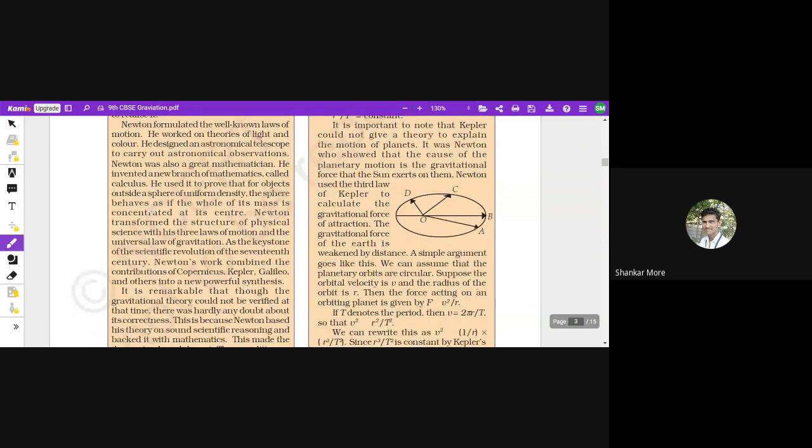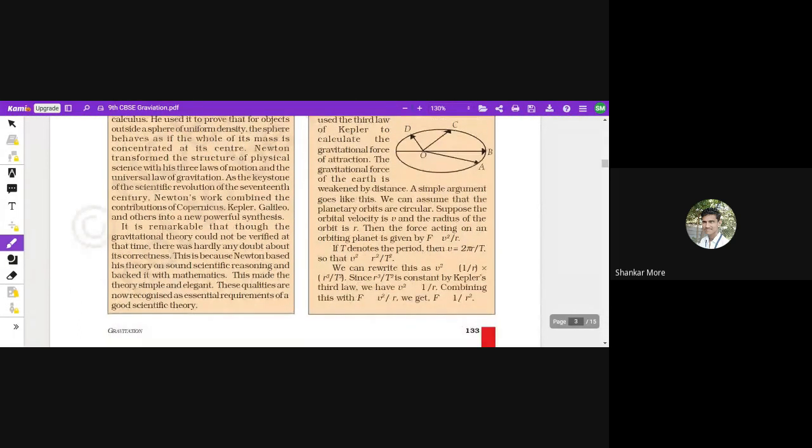Okay, so Newton transformed the structure of physical science with his three laws of motion and the universal law of gravitation as the keystone of scientific revolution of the 17th century. Newton's work combined the contributions of Copernicus, Kepler, Galileo, and others into a new powerful synthesis. It is remarkable that though the gravitational theory could not be verified at that time, there was hardly any doubt about its correctness. This is because Newton based his theory on sound scientific reasoning and backed it with mathematics.